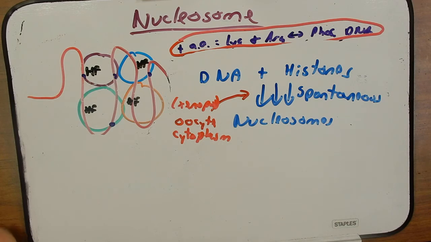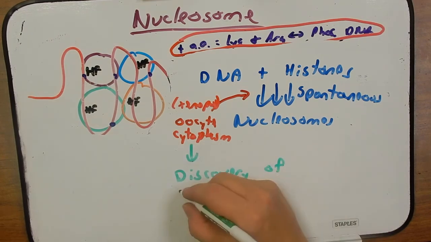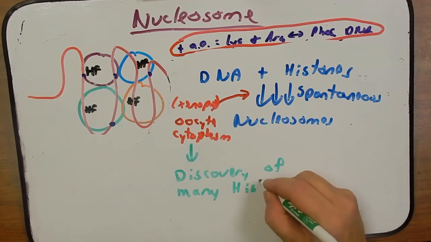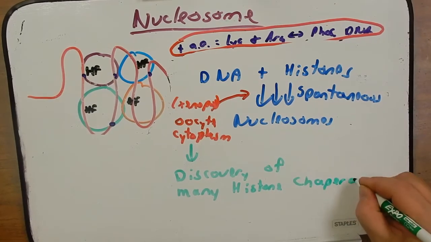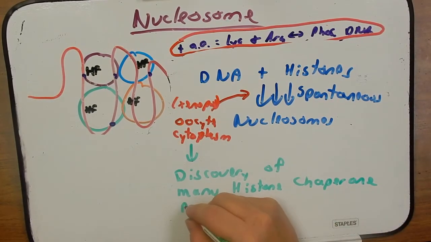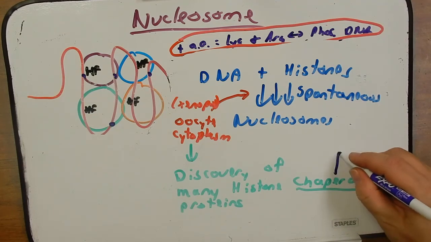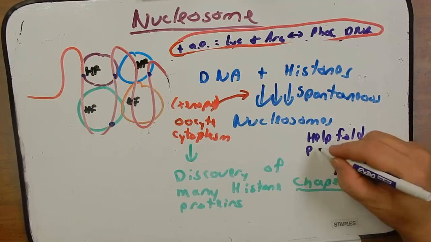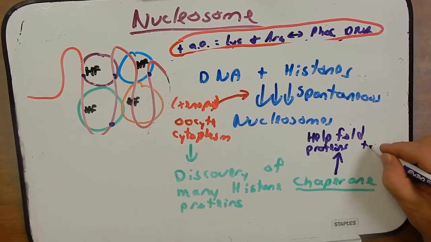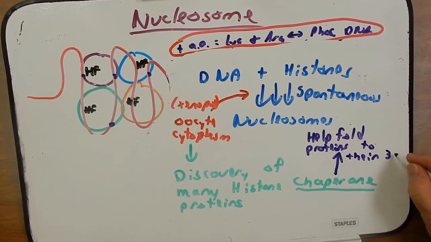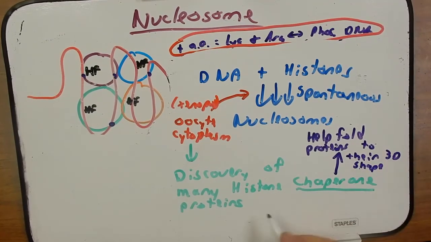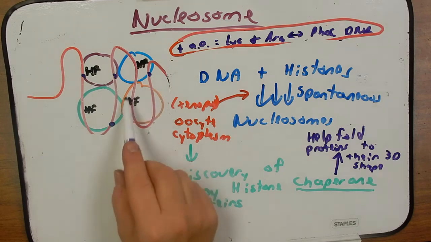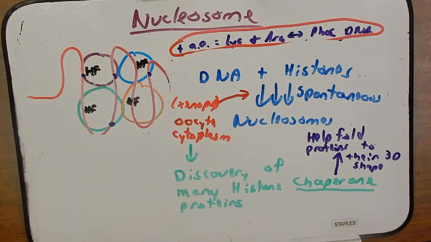And this led to the discovery of many histone chaperone proteins. If you remember from your cell biology class, chaperones help fold proteins to their three-dimensional shape. So these histone chaperones play a role in not only folding these proteins, but helping them form these histone-histone interactions.